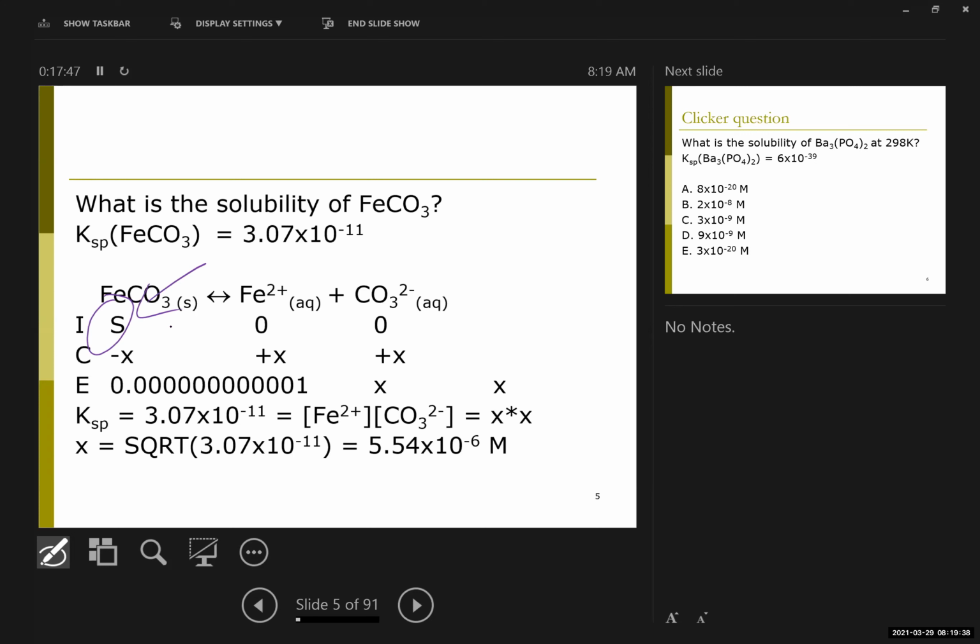But it's really only the right side of my ice chart that matters. So it's a 1-to-1 salt, so plus X and plus X. The KSP is just the iron times the carbonate, which is just X squared. And so in this case, X is just the square root of the KSP, which is 5.54 times 10 to the minus 6, which is technically S. And that by itself is true. I also want to say that by itself is somewhat boring in the sense that it does not change. If the question is what's the solubility of iron 2 carbonate, the answer is always 5.54 times 10 to the minus 6.